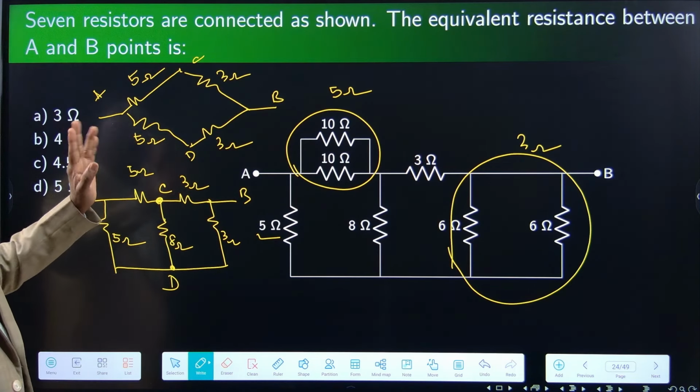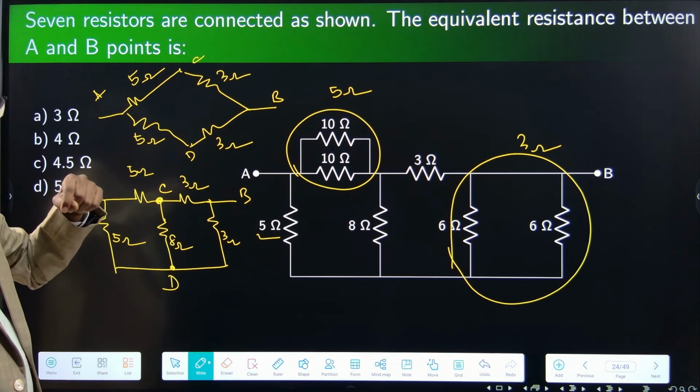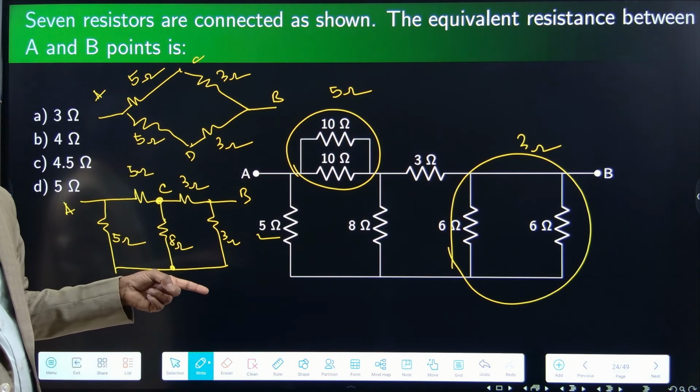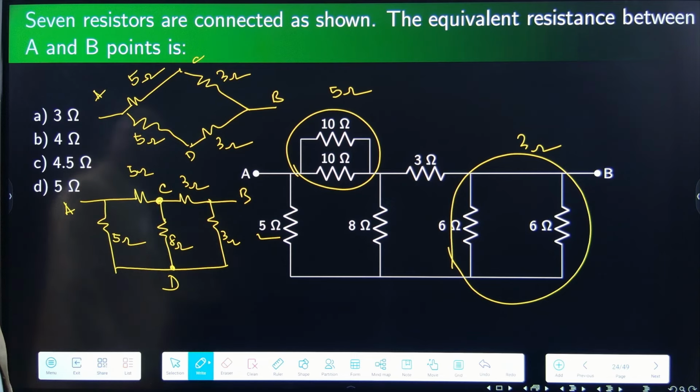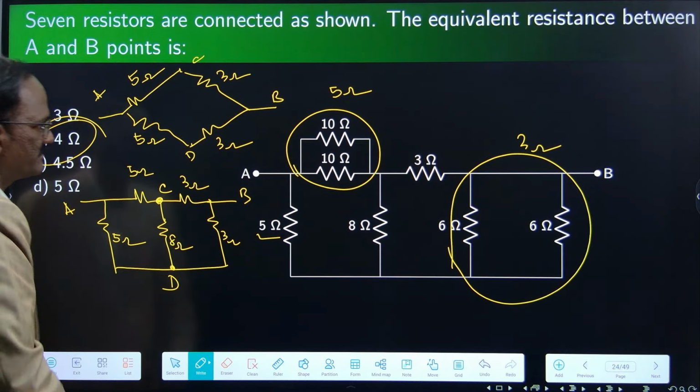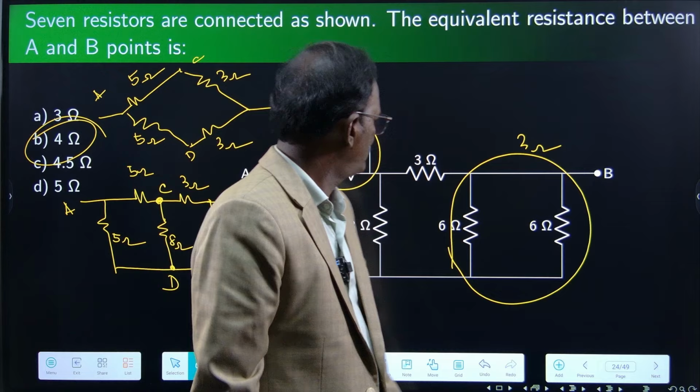Balanced Wheatstone bridge. Now 5 plus 3, 8 ohms. 5 plus 3, 8 ohms. 8 and 8 are in parallel. 8 by 2, 4 is the answer. Option B. So redraw it.